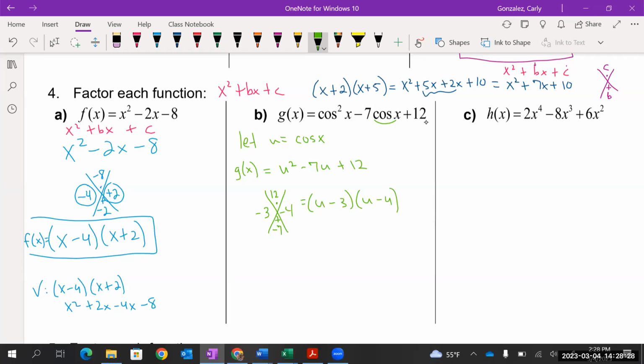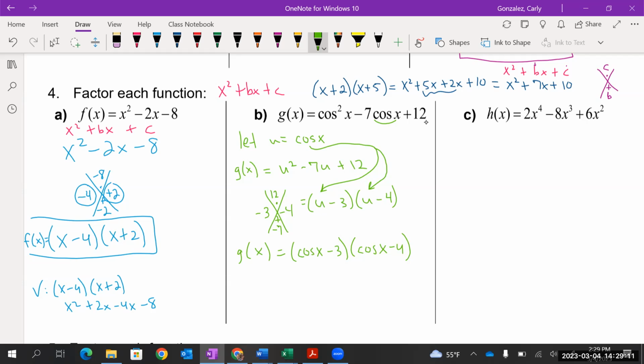However, we have to make sure we substitute back and plug in our cosine x. So everywhere we see a u, we're going to put a cosine x. And I'll be clear that that's my u, and 4 looks similar. There we go. So we're going to get cosine x minus 3 and cosine x minus 4. Their product makes up the factored form of g of x. And again, you can always multiply it out and make sure that you get back to your original function.